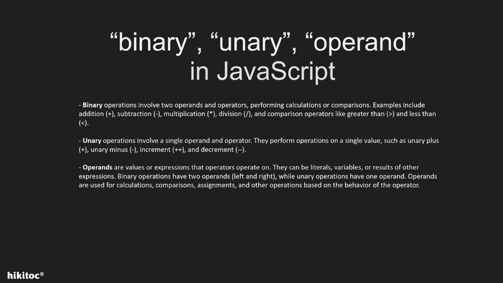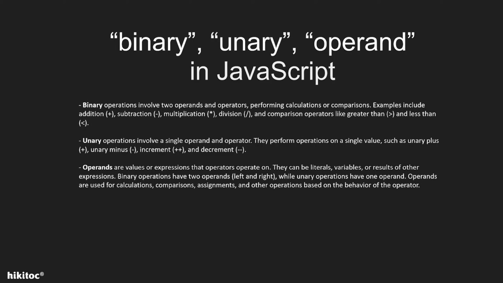And we are moving on to unary, binary, and operand. Binary refers to operations or operators that involve two operands or inputs. It performs an operation or calculation using two operands and produces a result. Examples of binary operators in JavaScript include addition, subtraction, multiplication, division, and comparison operators like greater than or less than. In an expression involving a binary operator, the operator is applied between two operands to compute a value.